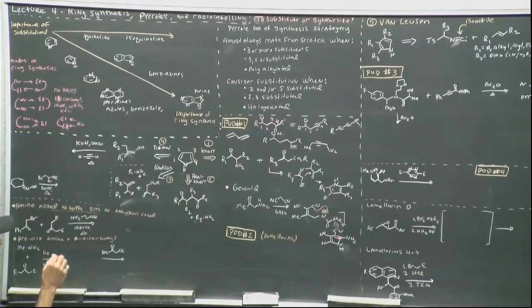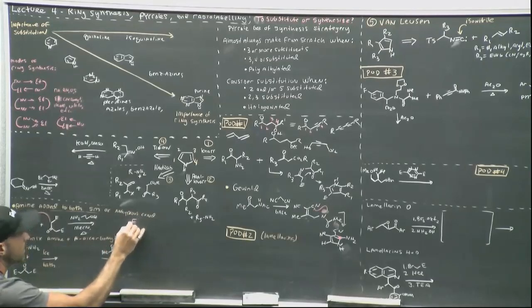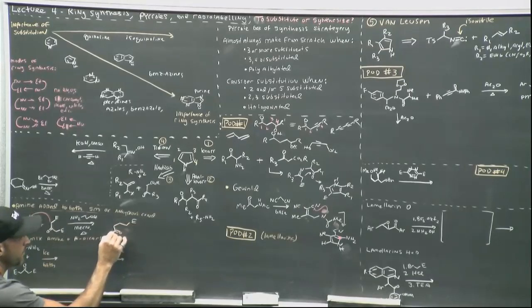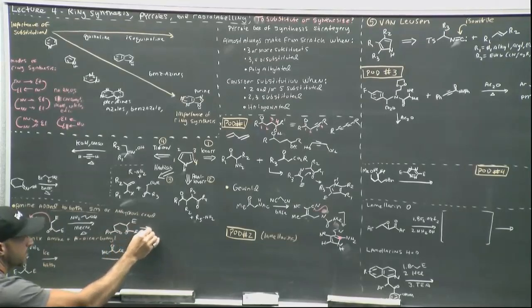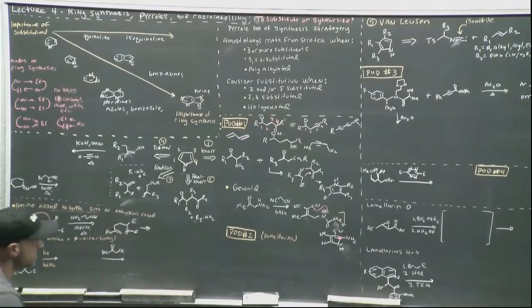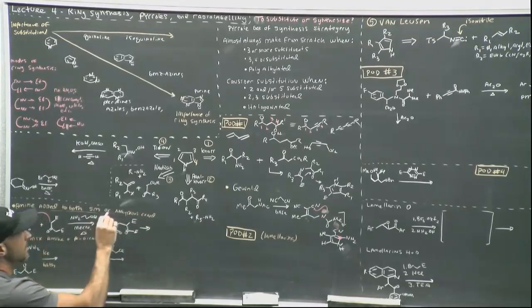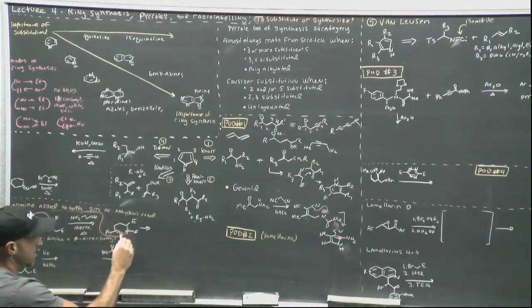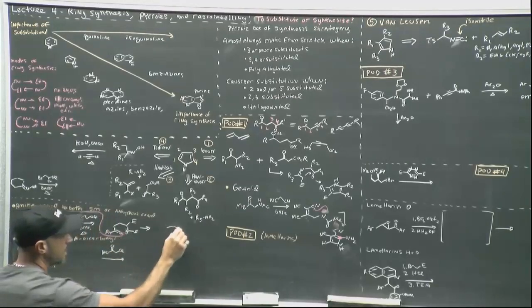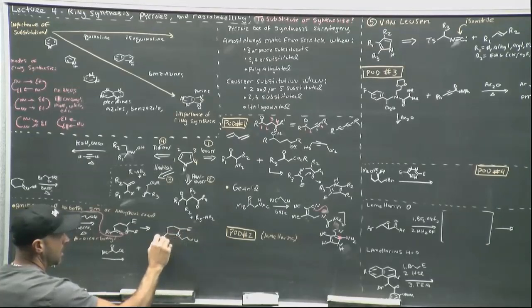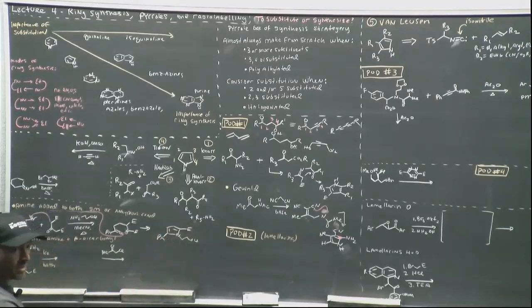The second building block will attack the bromide. And then the amine comes in. I got my 1,4-dicarbonyl, and I'm happily a pyrrole.